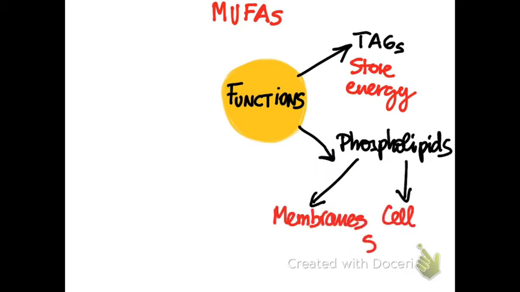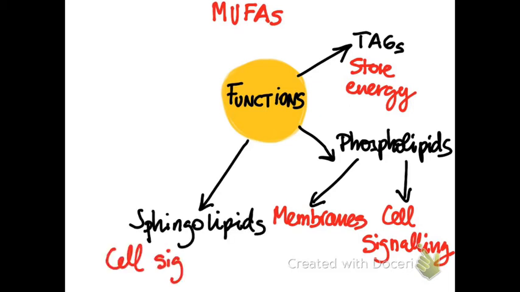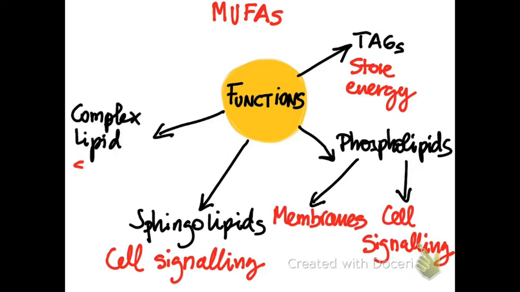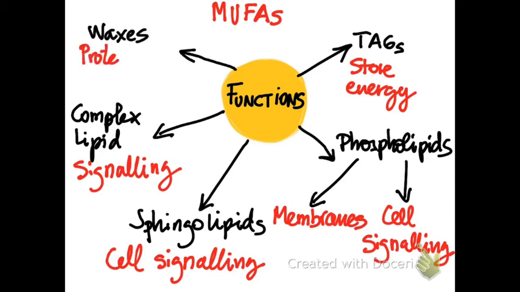Also, monounsaturated fatty acids can be present in phospholipids that are a structural component of membranes and also participate in cell signaling. Okay. Another molecule containing monounsaturated fatty acid is sphingolipid, another molecule that also works in cell signaling. And complex lipids also contain fatty acids, and can work in signaling processes. And finally, in some cases, monounsaturated fatty acids can be present in waxes, and the function is protection. It's typical, for example, in apple. The skin of apple contains waxes that protect against water.